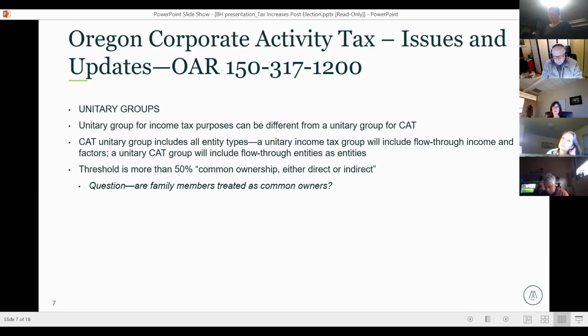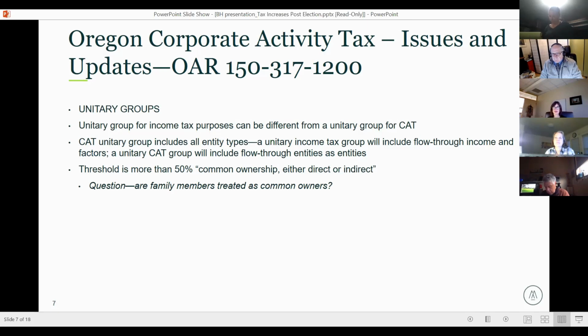A huge gray area, or actually open area here, that we're waiting for clarification from the Department of Revenue on is what exactly is common ownership. Two situations that frequently pop up are individual family members in the same direct family. Are they treated as common owners? Would their ownership be aggregated for purposes of this 50% test? If you have two parents and two children that each have the same percent ownership in several different partnerships, but no one has 50%, will those be aggregated and deemed to be under common ownership? That's a big open area that the Department of Revenue hasn't provided clarity on yet.